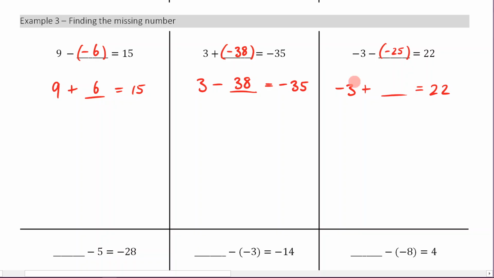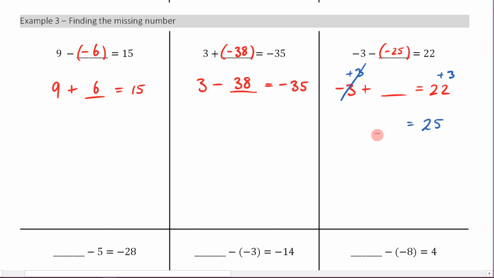What you can do is just do the opposite to what this is. So remember we talked about the opposite. So this is negative 3. If I plus 3 here and I plus 3 here, this goes away. And then 22 plus 3 is 25.